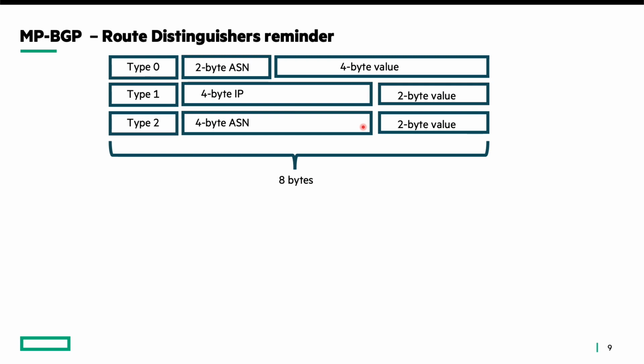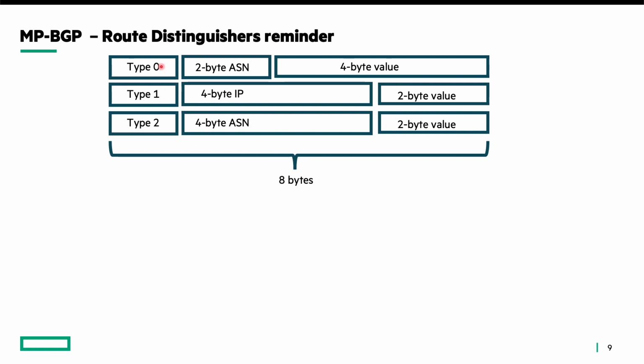Maybe some recap regarding route distinguisher and route target, because these are two concepts that are usually mixed and not very well known. At first glance, we think that we know what it is. So just purely in terms of packets, the route distinguisher is an 8-byte value.